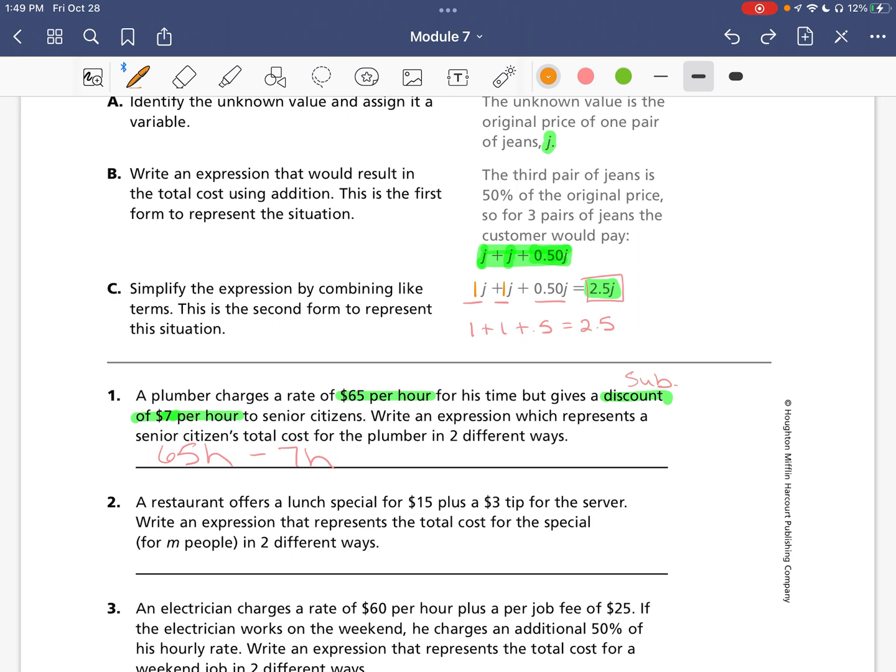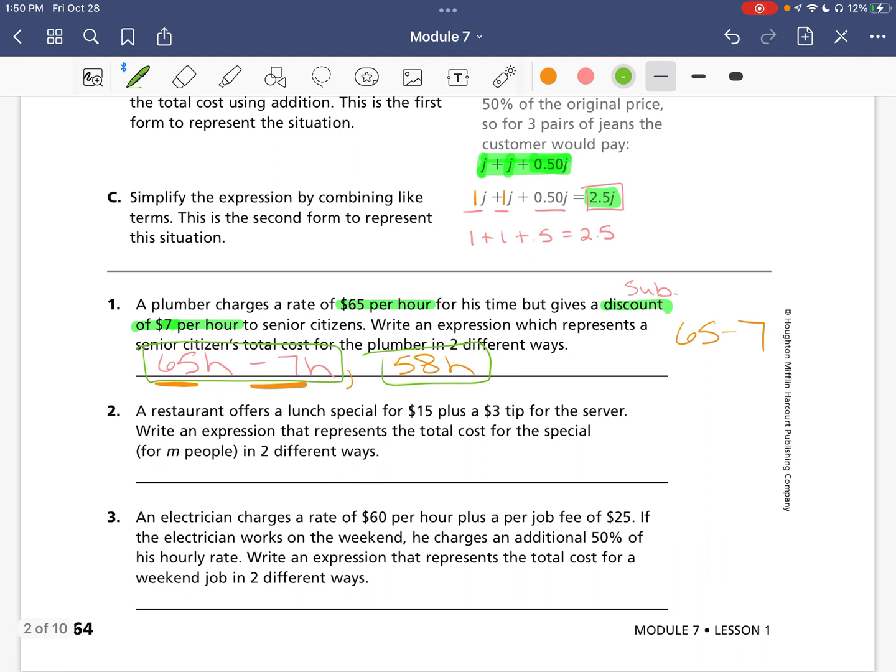And then the other way would be to, just like we did here, take our coefficients, and here we're going to be subtracting. So 65 minus 7 will give us 58. So the other way we could write this is 58H. Okay, so there are our 2 ways, 58H, and then 65H minus 7H. Again, don't simplify any further until you know how many hours he is at the house.